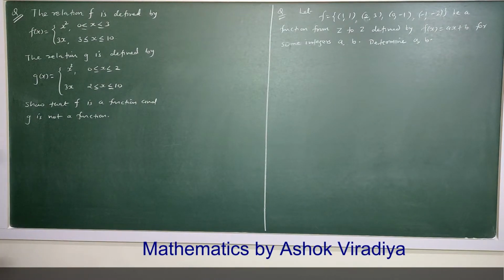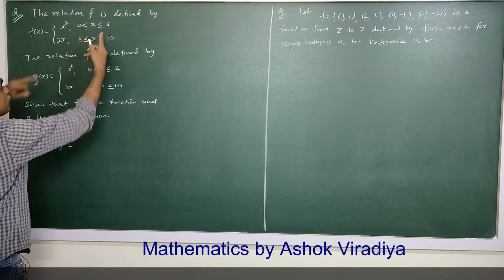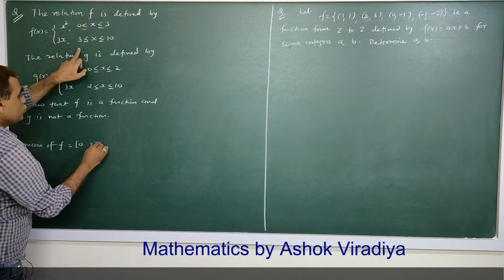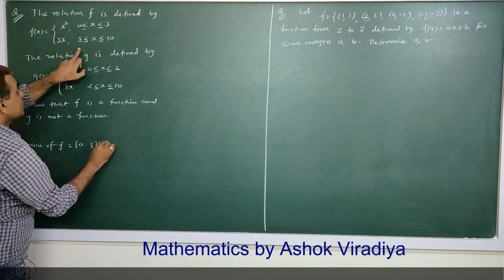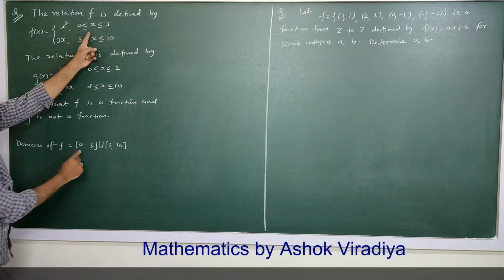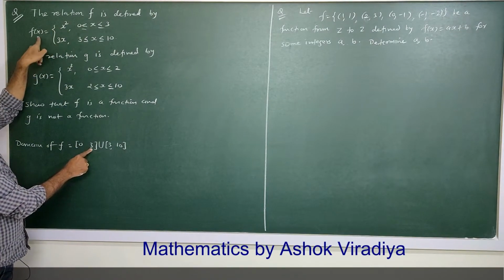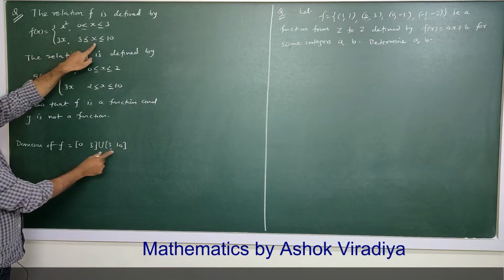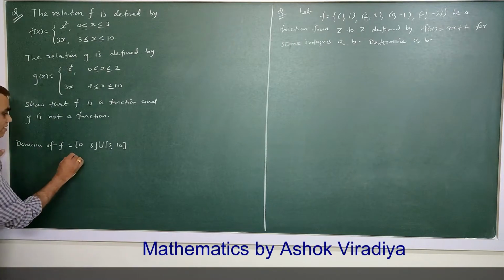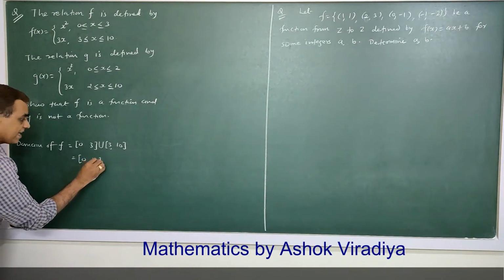Look here, let us check the domain of f. What is the domain of f? If x is from the closed interval 0 to 3, union the closed interval 3 to 10. If x is from the first interval, the image of x under f is x square, and if x is from the second interval, the image of x is 3x. So the domain of f is 0 to 10.